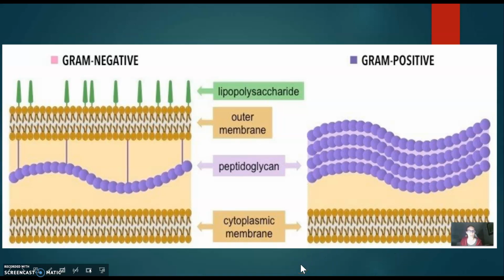And I'm showing a picture of the different types of gram-negative and gram-positive bacteria. As you can see, there's an outer membrane on the gram-negative, whereas the gram-positive doesn't have an outer wall. There's just the peptidoglycan, which is involved in both, and then there's the inner membrane on both of them as well.